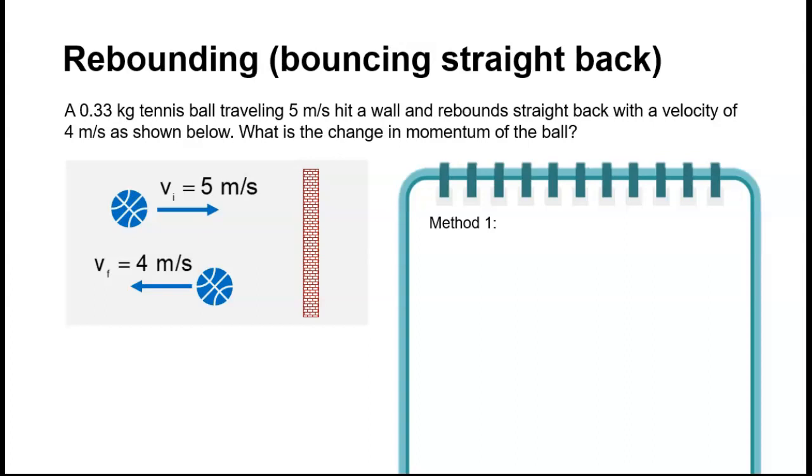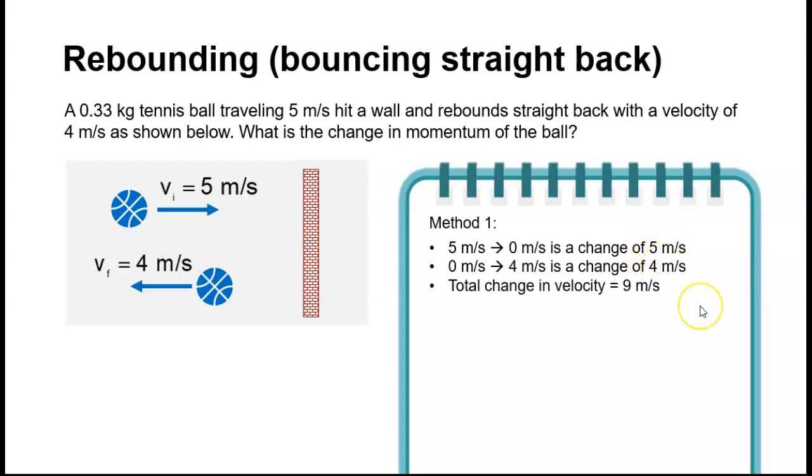I'll give you a hint. It's not 1. Many people will assume it's 1. So how do I find the change in velocity of the ball? There's two ways to look at this. Method 1, you could talk to yourself and say, well, the ball goes from 5 and then it hits the wall. That's 5 to 0. That would be a change of 5. And then it goes from the wall up to 4. 0 to 4, that would be a change of 4. So I have a change of 5, a change of 4, add them together. The change in velocity is 9. And that is correct.